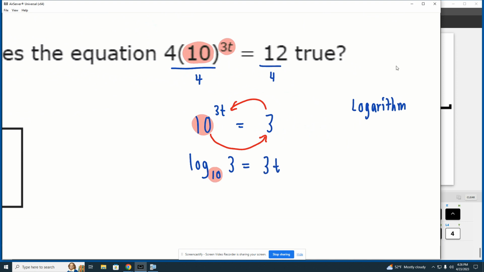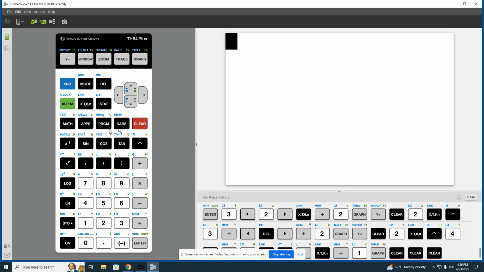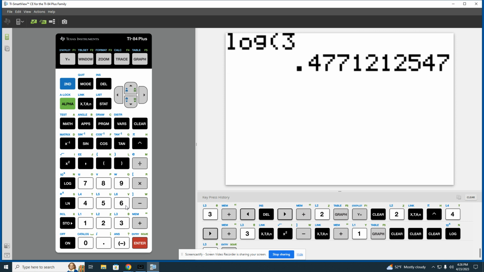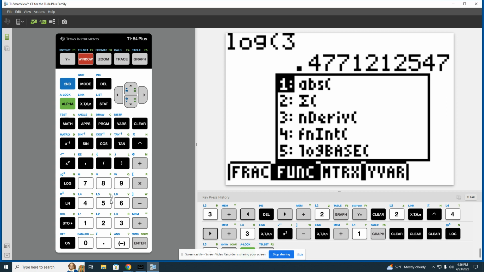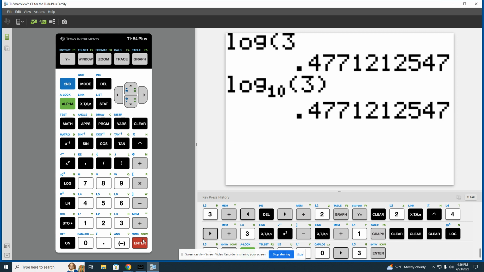So look, if I were to go back to my calculator, there are two ways I could type this in. I could just type in log of 3, or if I wanted to, I could do alpha window number 5, if you forget this. And if I did log base 10 of 3, notice how it's the same thing. So log base 10 of 3 is 0.477, and that equals 3t.